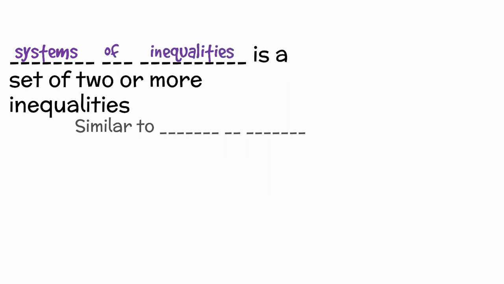A system of inequalities is a set of two or more inequalities. Go figure. These are similar to our systems of equations. This time, instead of having an equal sign, we're going to have an inequality sign.